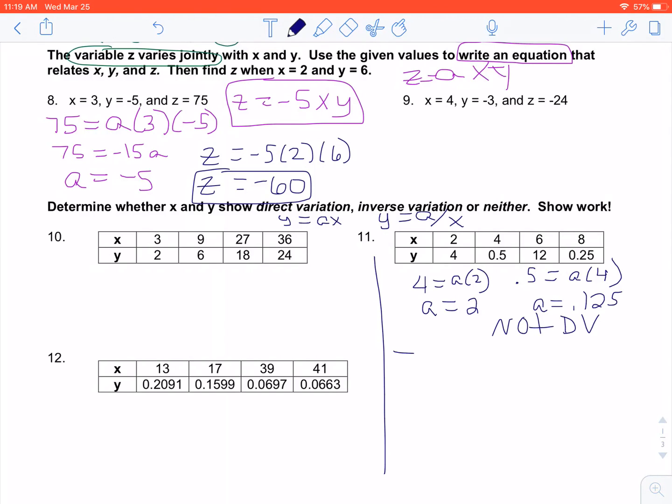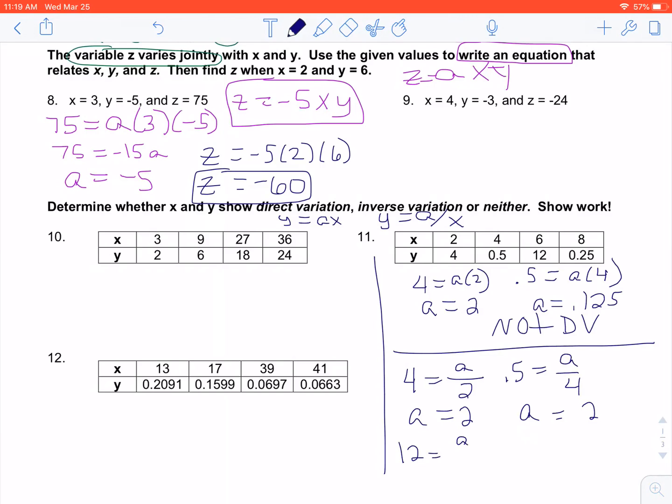Alright, well, now I'm going to see if it's the other way around. So I'm going to use, again, y equals a divided by x, and here a is 2. I'm going to try it again. Y is 0.5 equals a divided by 4. And I get a equals 2. And if I do it again, I have 12 equals a divided by 6.